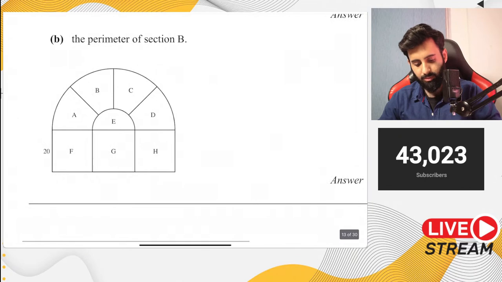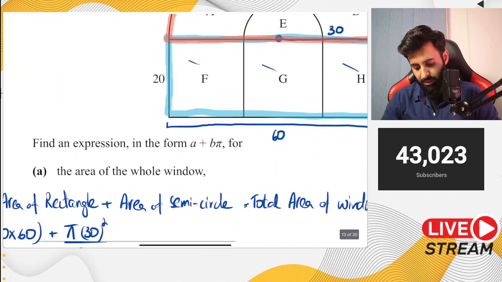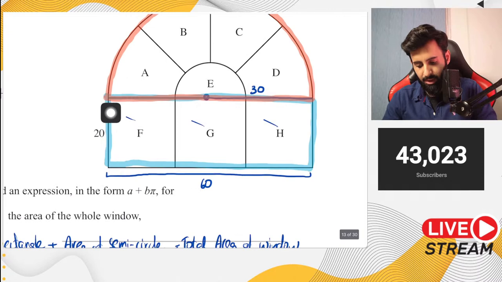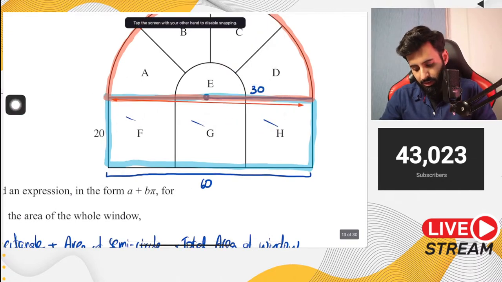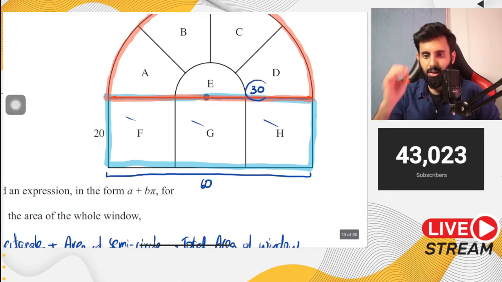Now, how did I get 30? I got 30 by dividing 60 by 2. Look, this whole 60 will be the diameter of the circle. So if you divide 60 by 2, that's when you get 30.